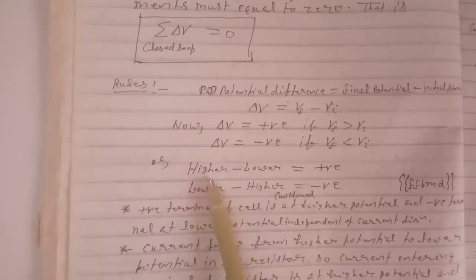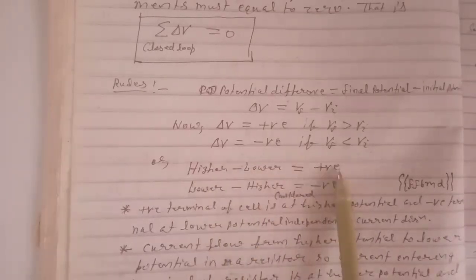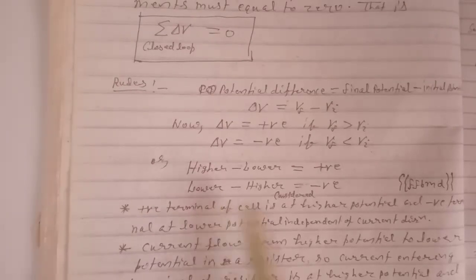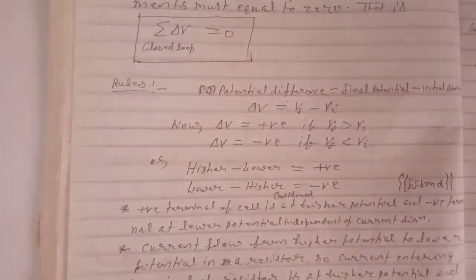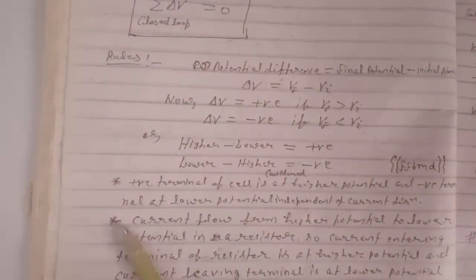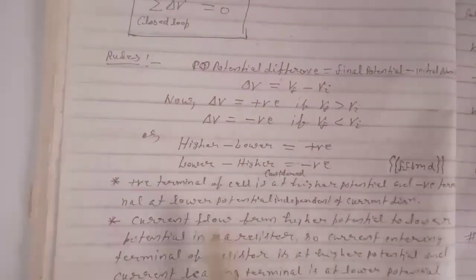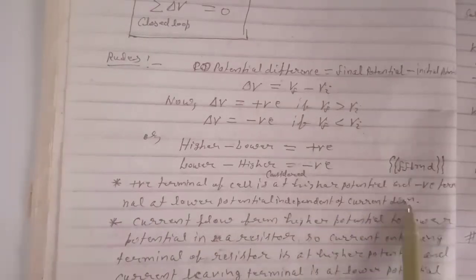This is the general case. We know that if we subtract a lower value from a higher value, it comes out positive, and if we subtract a higher value from a lower value, it comes out negative. So this rule also we have to see. Now, the positive terminal of a cell is at higher potential and the negative terminal is at lower potential, independent of the current direction.